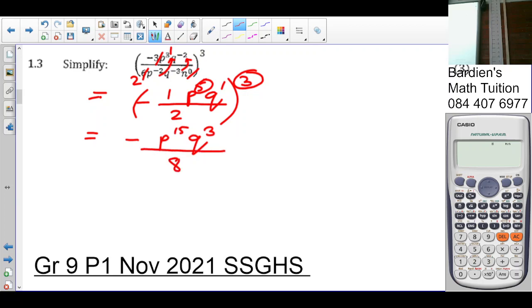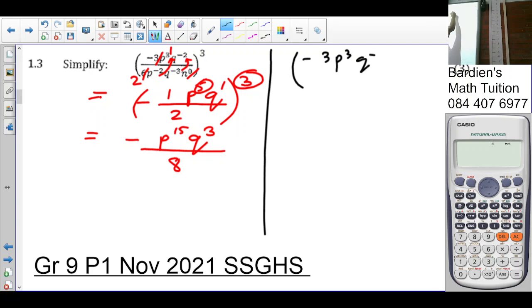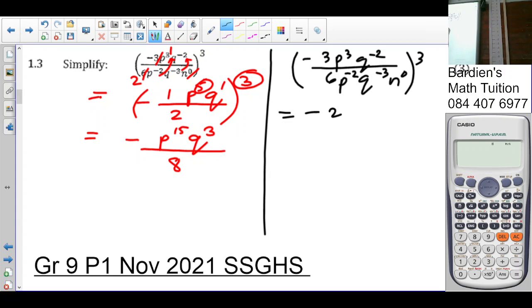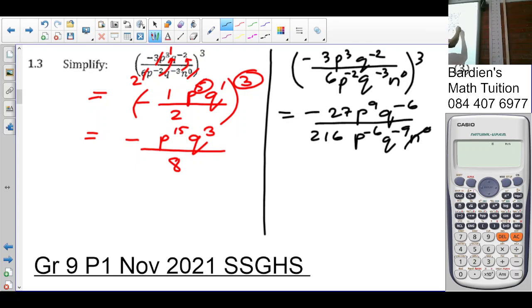Okay. On the other hand, if I had applied that exponent first, no problem. So negative 3 cubed is negative 27. P to the 3 times 3 is 9. Q to the negative 6 over. 6 cubed is 216. P to the negative 2 times 3 is negative 6. Q to the negative 9 into the 0. Anything to the power 0 is 1.